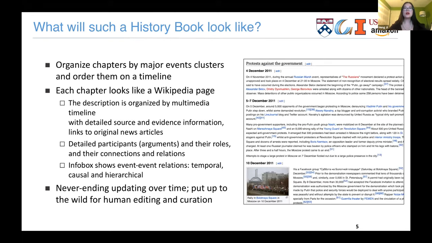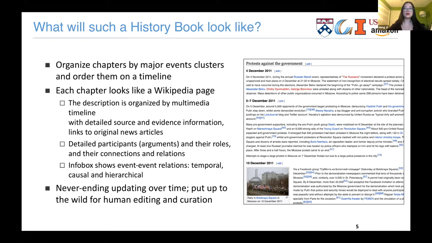What we would like to do is construct chapters for any major events. They will look like a Wikipedia page, but we also want to organize them so that you can see how the different pages are connected to each other through event-event relations. Each major event will have a hierarchy and its own properties. We'll also show the major characters. And then we should update these over time and allow humans to do curation.